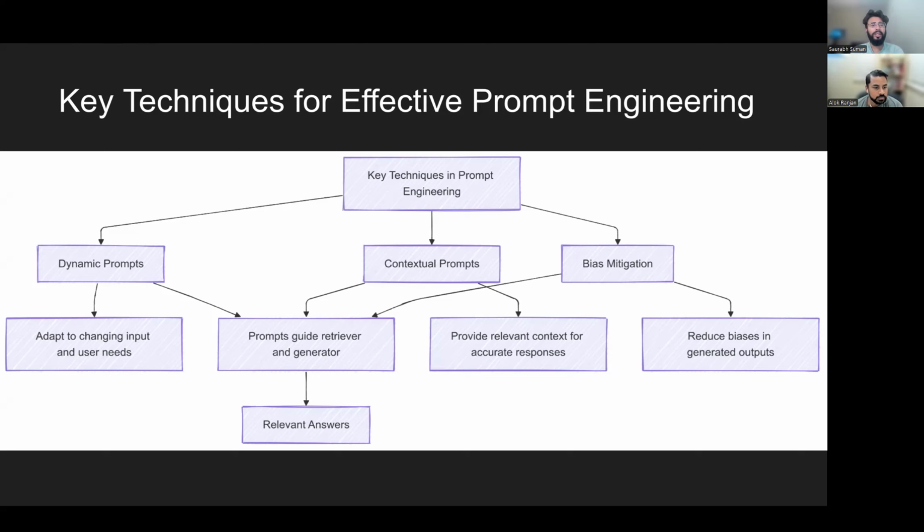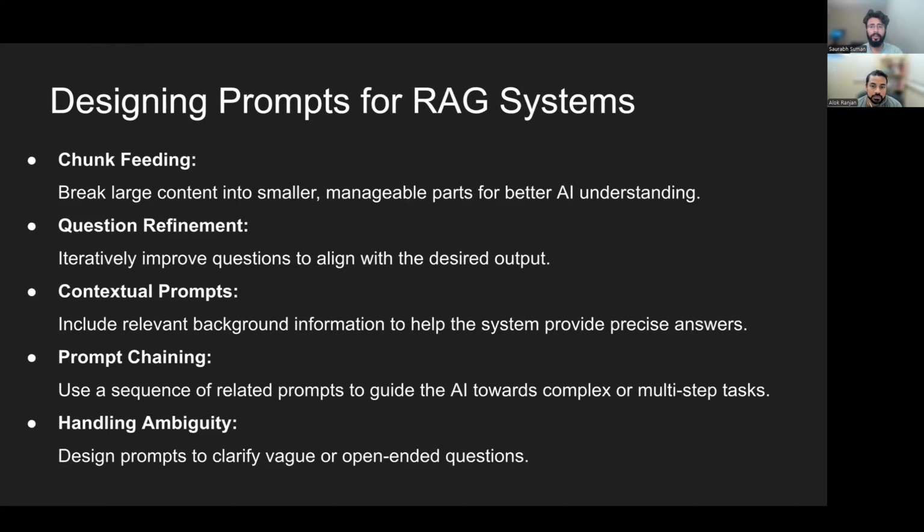Right. So in summary, dynamic prompts adapt to the changing input, contextual prompts provide relevant context to enhance precision, and bias mitigation ensures the outputs are as objective as possible. Mastering these techniques unlocks the full potential of prompt engineering, ensuring that the AI generates accurate, ethical, and relevant responses, creating a better user experience.